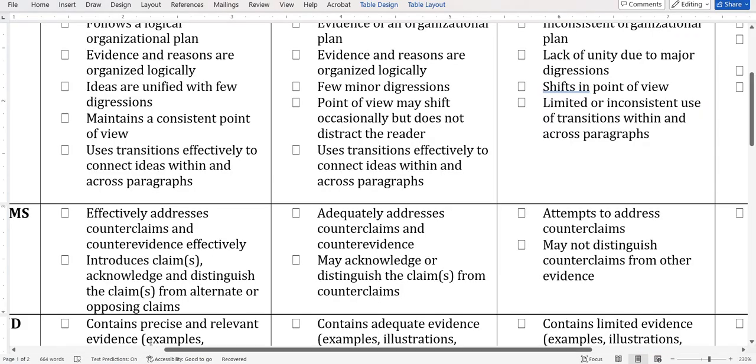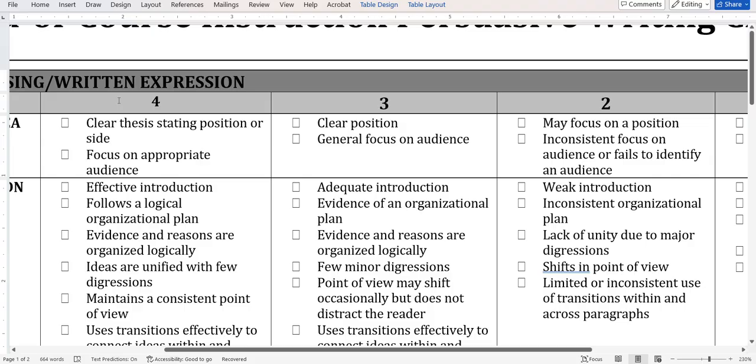Let's look at the rubric here. So it says for the introduction, it has a clear thesis stating position or side. So got to have a good thesis statement, which I already have. Focus on appropriate audience, and has an overall effective introduction. If you notice, those are really broad. Aside from the thesis statement, that's a pretty broad statement about introduction, meaning they're not expecting Shakespeare here.